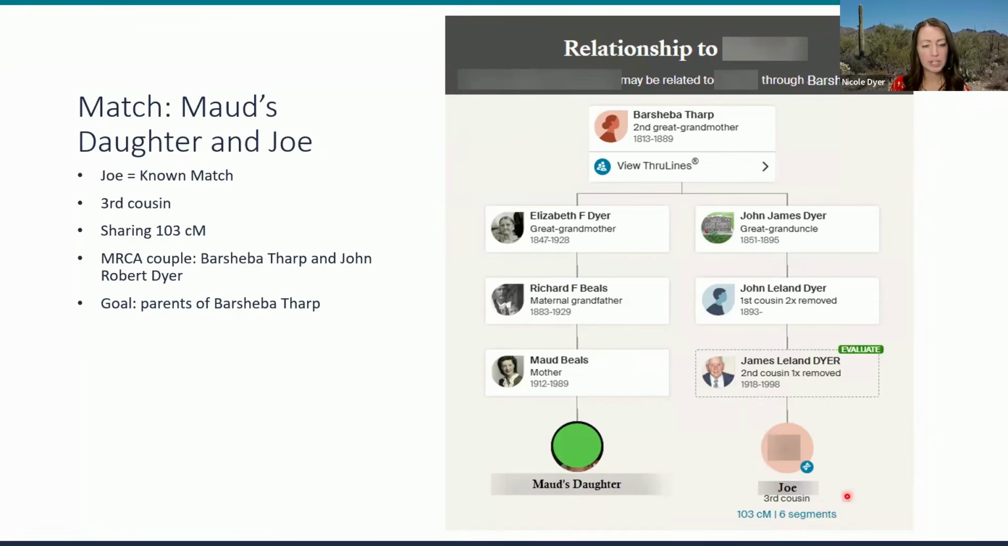So if we were to use Joe as our match of interest for the clusters, he shares 130 centimorgans and he's a third cousin. So he's a known match. We know how he descends from Bathsheba Tharp. Let's say I verified these parent-child relationships and I'm comfortable that I know who he is. What kind of clusters will we get using Joe as our match of interest?